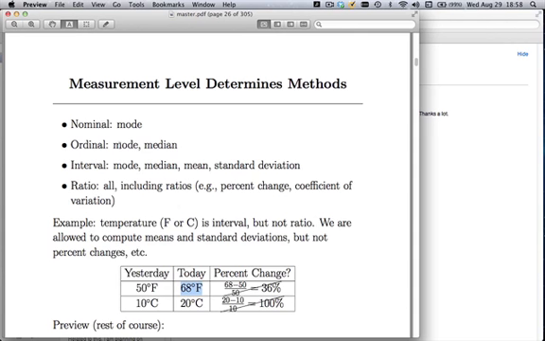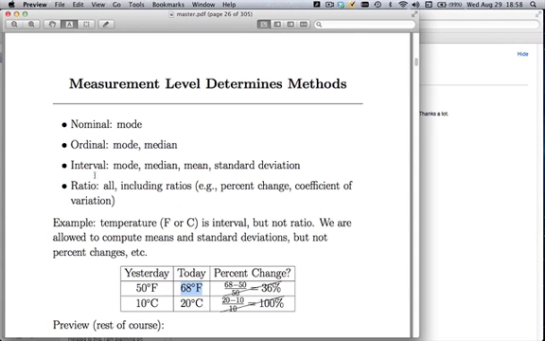With ordinal, I can continue to talk about modes, but I can also use the median. With the median, we'll define means and medians and modes in about a week. But the median just says sort the data from smallest to largest and give me the middle person. That's the median. Well, I can definitely sort values from smallest to largest if I have an ordinal scale, since I can answer the greater than question.